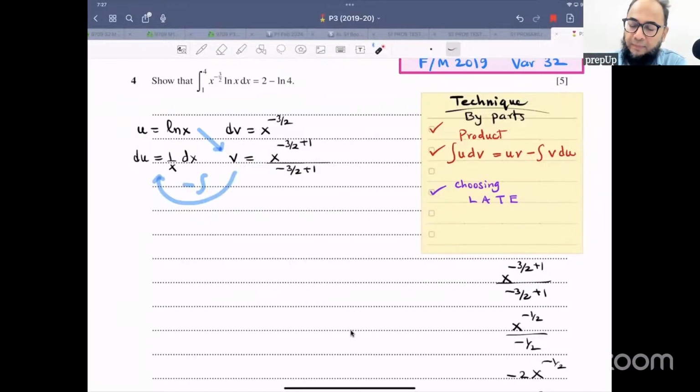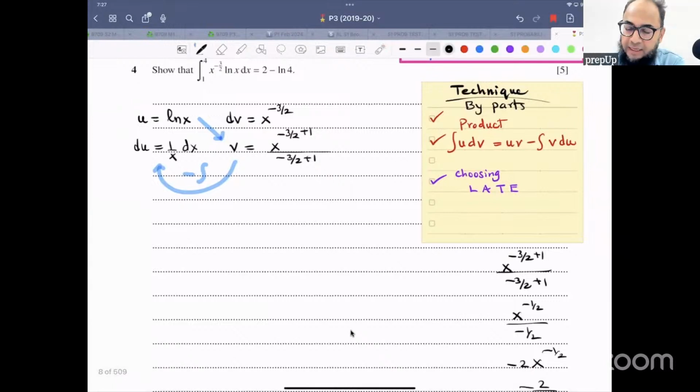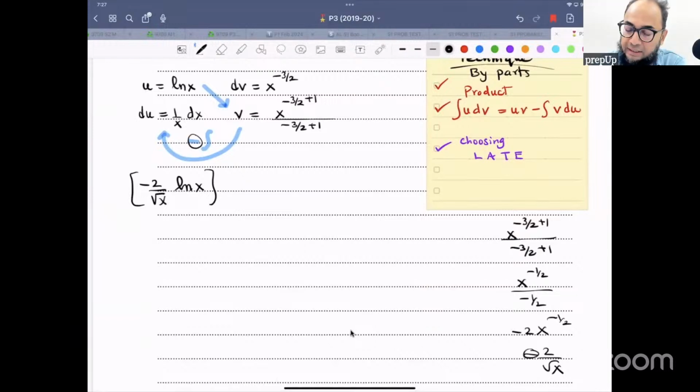Now let's multiply it out. This is negative 2 over root x ln x. These two things are multiplied. Put a bracket over here. This negative and this negative will cancel out and there is a positive sign. There is an integral, and this is negative 2, it becomes positive: 2 over root x into 1 over x dx. I hope you are following this particular step.